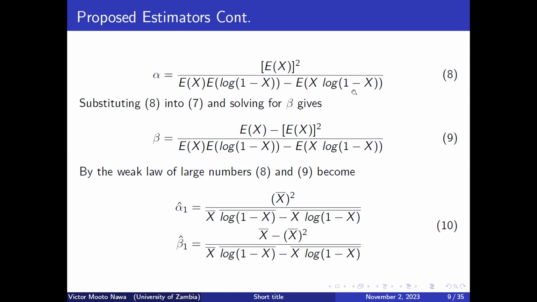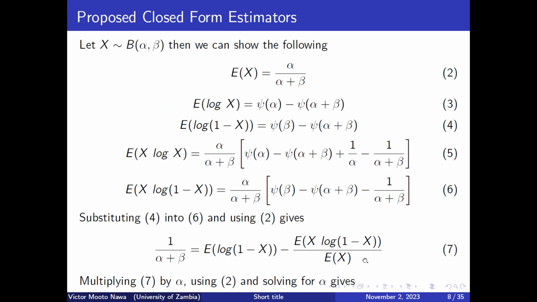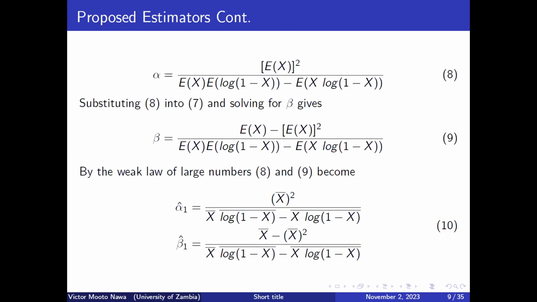Then we take expression 8 and substitute it into 7, and solve for beta. When we do that, we get expression 9. Then by the weak law of large numbers, we can replace the expectations in 8 and 9 by their sample versions, and we will get to this expression here.